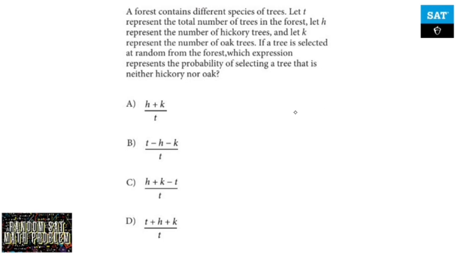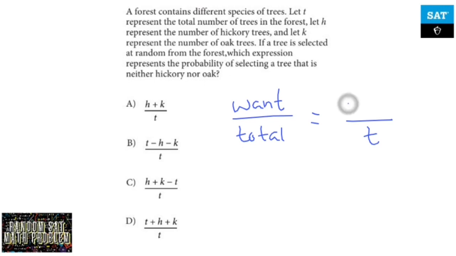Whenever you do probability, it's what you want over the total. That's how probability works. In this case, the total number of trees is T. H is hickory, K is oak, because oak starts with K. We want everything but that. So you take your total and subtract out the K and subtract out the H, and that's going to be the probability.